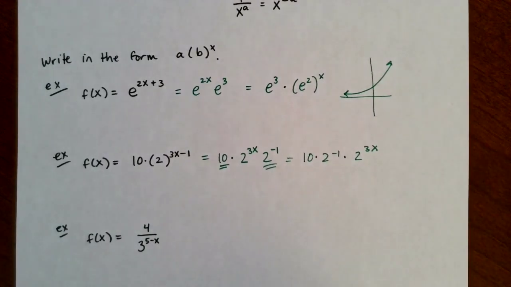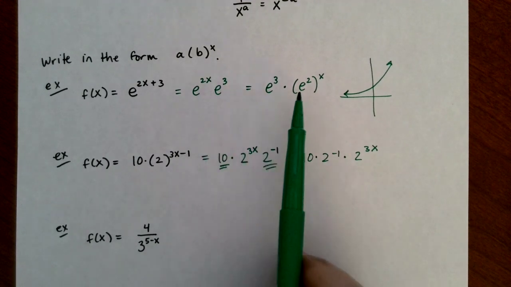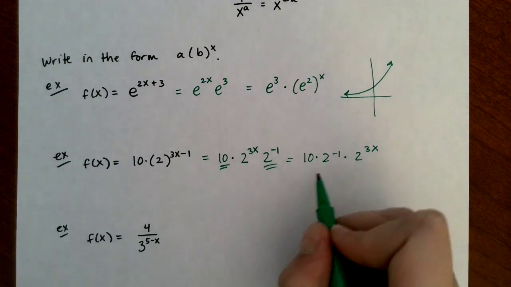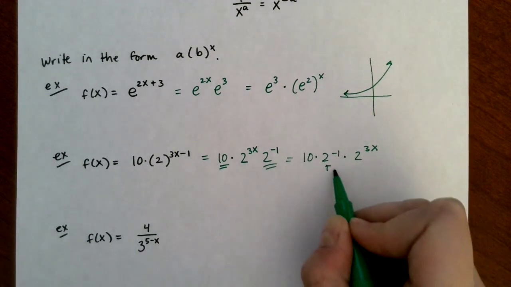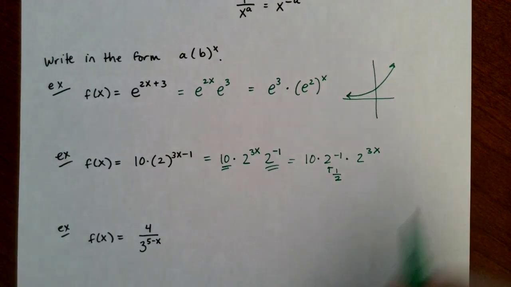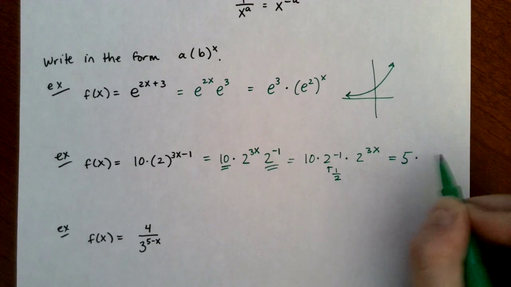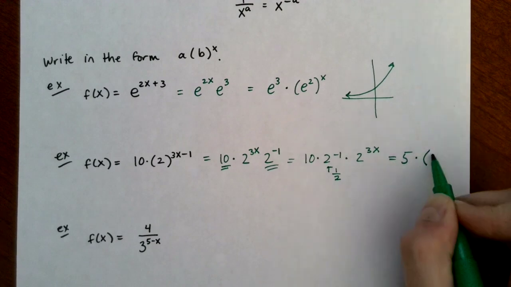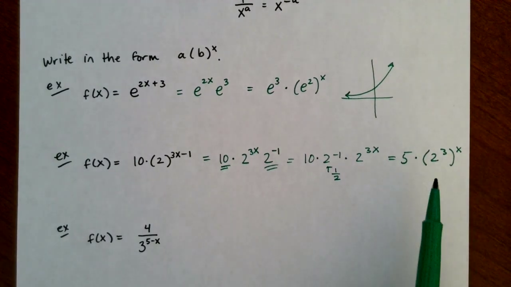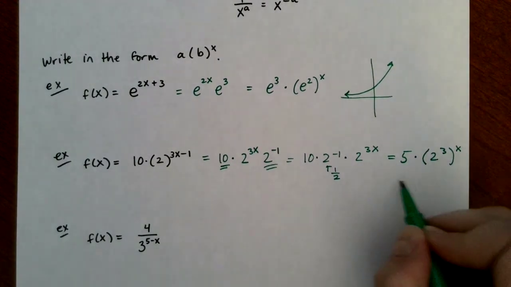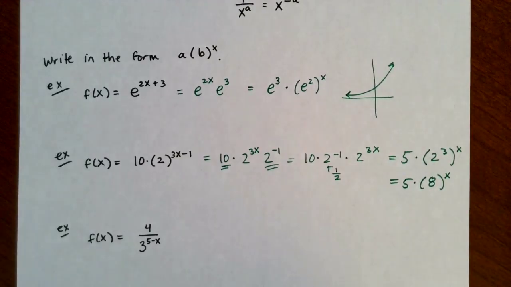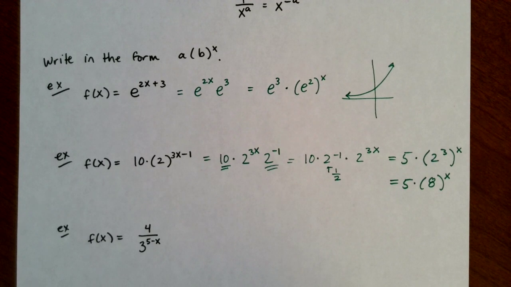And then 2 to the 3x, I'm going to do something similar as I did here. I can make this 2 to the 3 to the x. And I also want to notice 2 to the negative 1 power is 1/2. So 10 times 1/2 can just be 5. So I have 5 times 2 cubed to the x. And this one, because 2 cubed is 2 times 2 times 2, which is 8, I can actually go one more step and write this as 5 times 8 to the x.